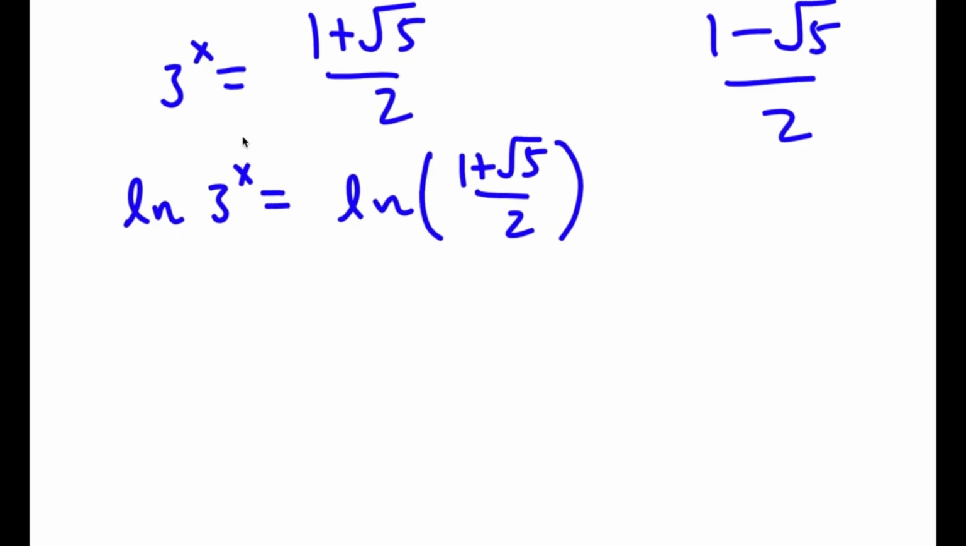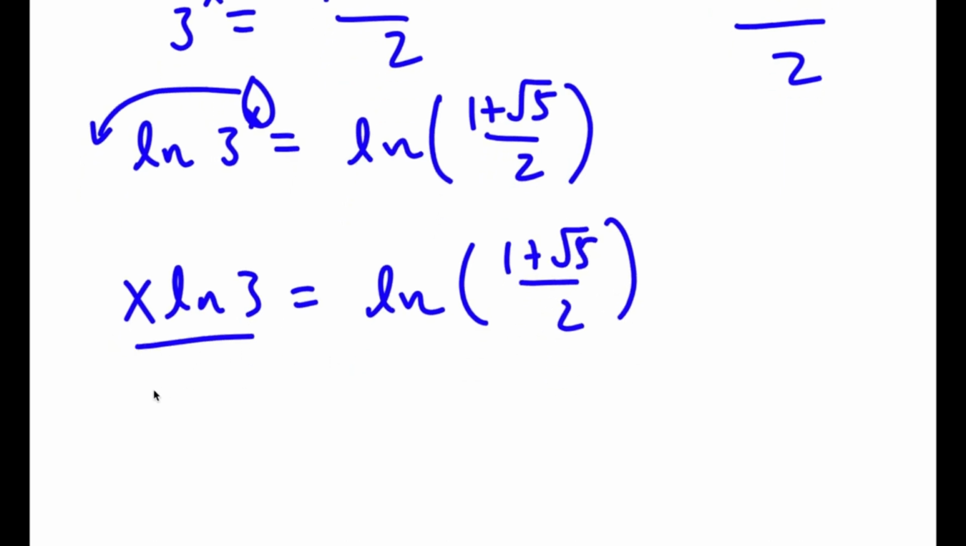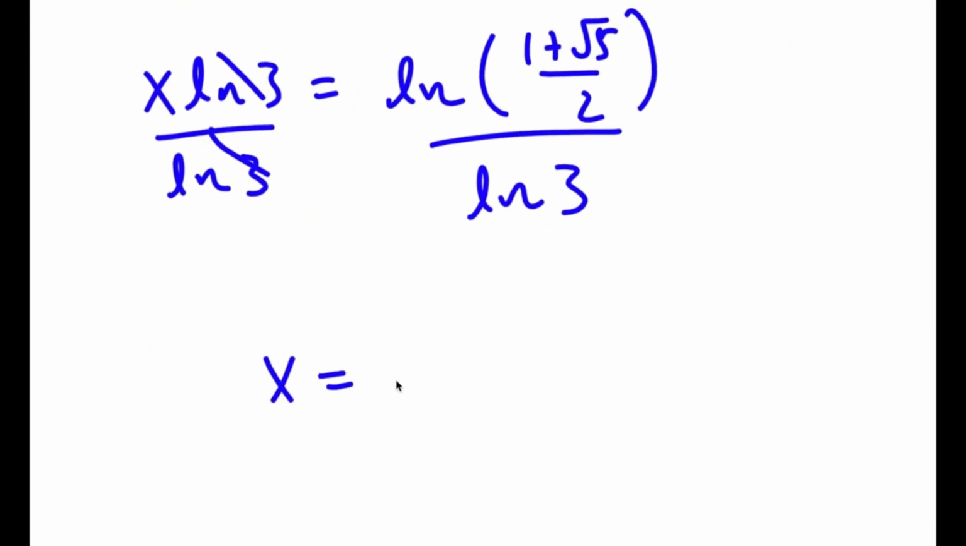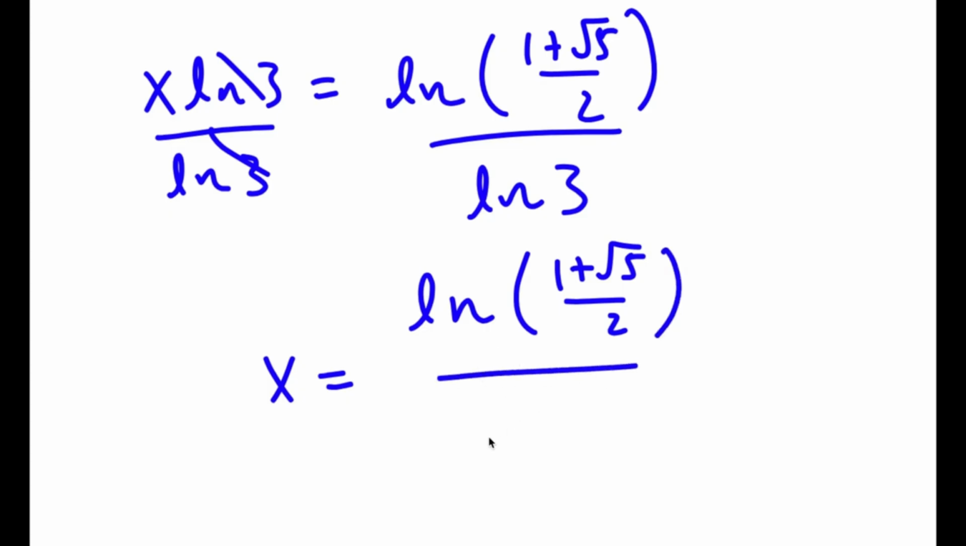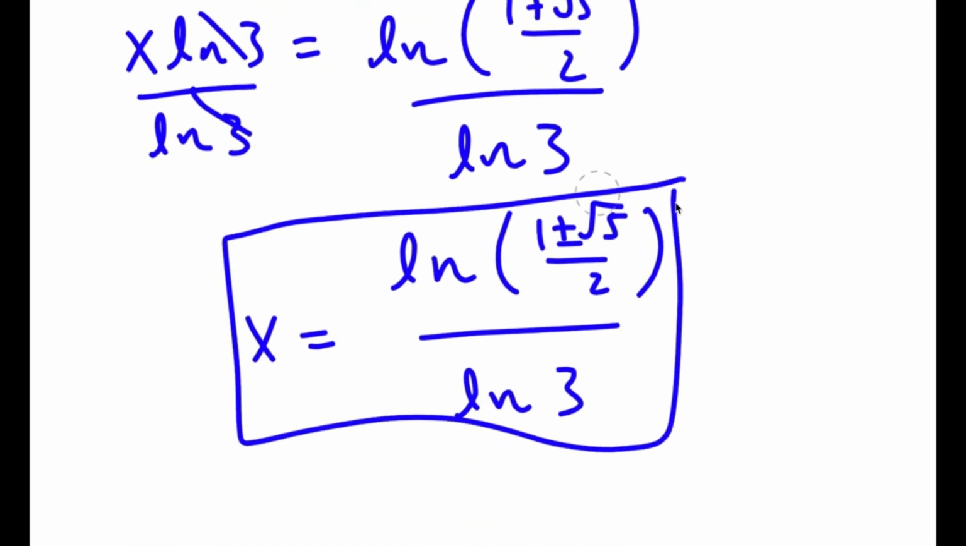And now I can move this to the front. So now I have x times ln 3 is equal to ln of (1 plus the square root of 5) over 2. Now if I divide both sides by ln 3, these two cancel out, and I'll be left with x is equal to ln of (1 plus the square root of 5) over 2, over ln 3. And this is actually plus or minus, because the same goes for (1 minus the square root of 5) over 2. So these are my two solutions.